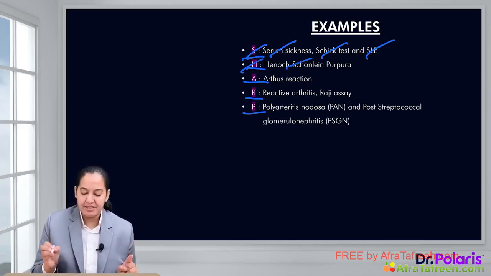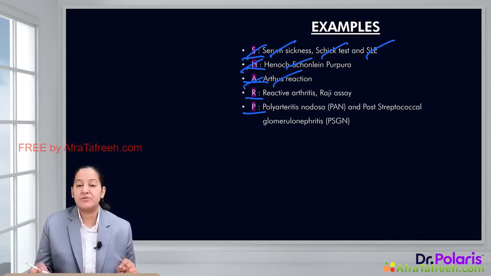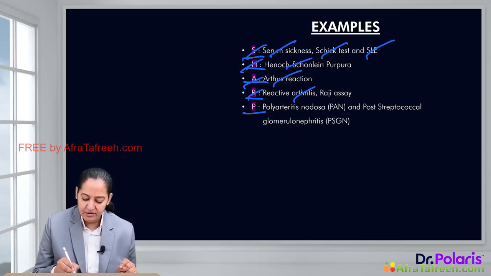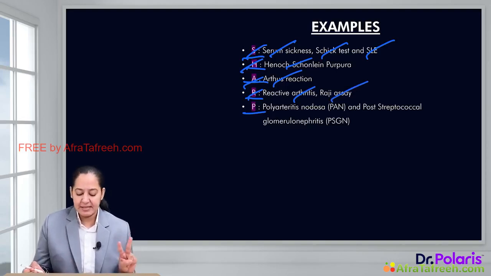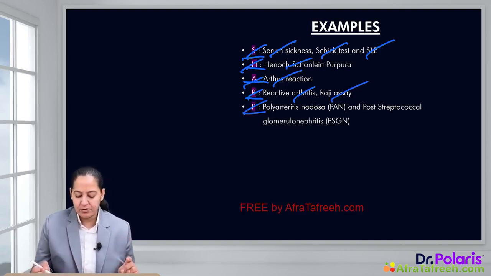H stands for HS purpura. A stands for Arthus reaction. R stands for reactive arthritis and Raji assay. And P again stands for two things: polyarteritis nodosa and PSGN, post-streptococcal glomerulonephritis. These are the examples of type 3.